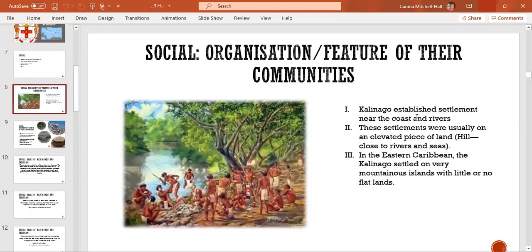One of the first things is that we need to know what their communities were like. Just like the Tainos, the Kalinagos settled near the coast and the rivers, but the islands in which they settled were very, very mountainous, for example, Dominica and St. Vincent. That's one of their settlement patterns. The next thing is that they settled, just like the Tainos, close to rivers and the coast. That is the second element in their settlement pattern.